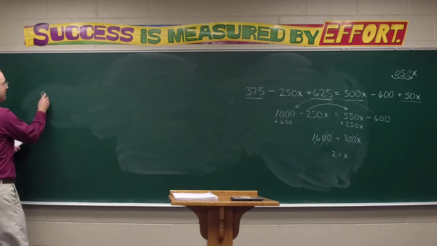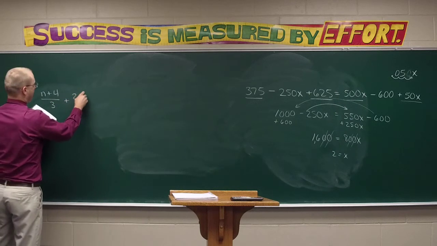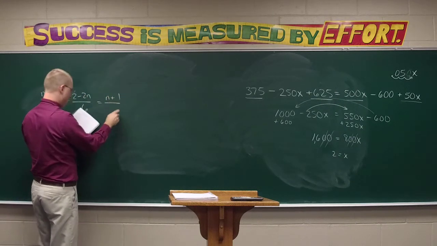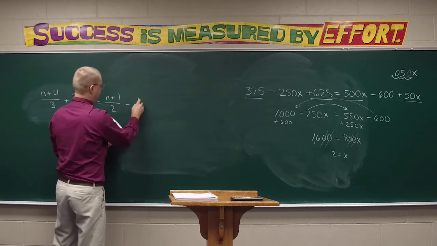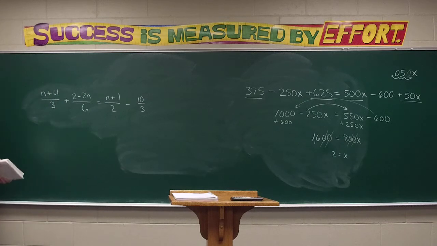So it becomes (n plus 4) over 3 plus 2 minus (2n) over 6 equals (n plus 1) over 2 minus 10 over 3. I'm glad Brandon has this. Oh, Abby has it too. Good. All right, the rest of y'all got this?